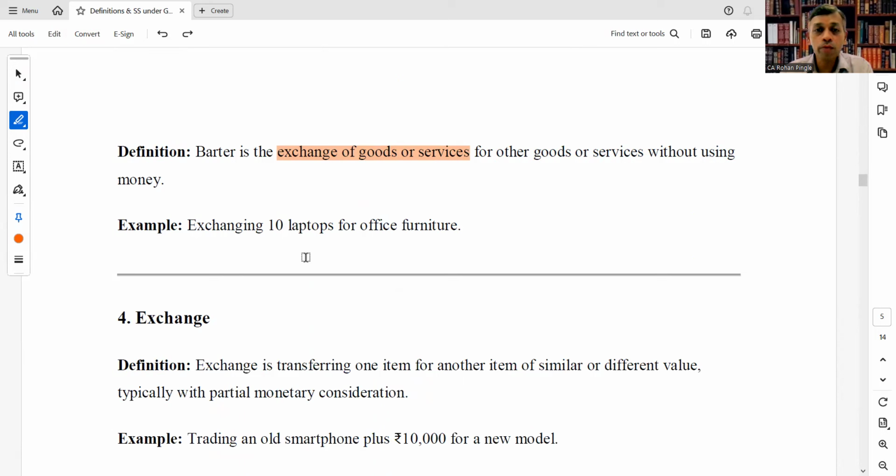Exchanging 10 laptops for office furniture means that on one side you are giving office furniture and taking the 10 laptops for that. So there is no involvement of money.